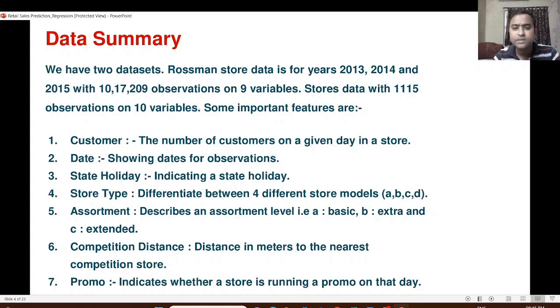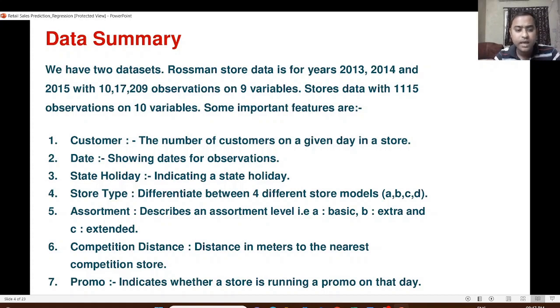Some important features are: number 1, customers, the number of customers on a given day in a store. Number 2, date, showing dates for observations. Number 3 is state holiday, indicating a state holiday. Number 4, store type, differentiates between 4 different store models.